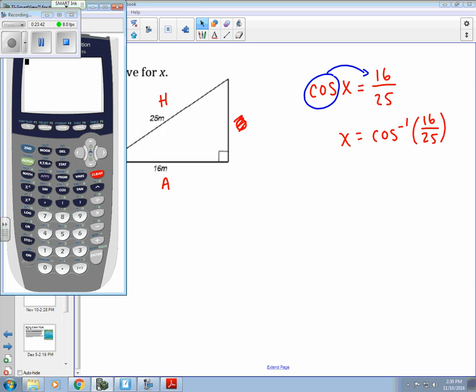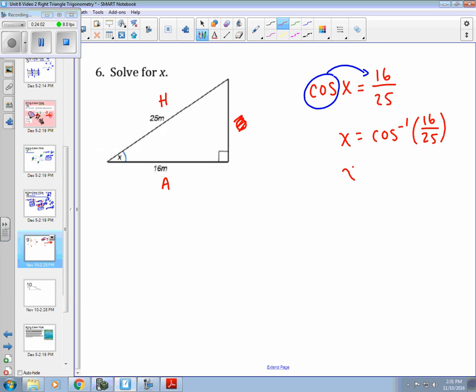So on this calculator, it's right above cosine. So to select it, since it's in blue, we hit the second button, cosine, and it shows up as that cosine -1. Then you type in 16 divided by 25, the ratio, hit enter, and it'll approximate what that angle is. Looks like the missing angle here is about 50.2 degrees.